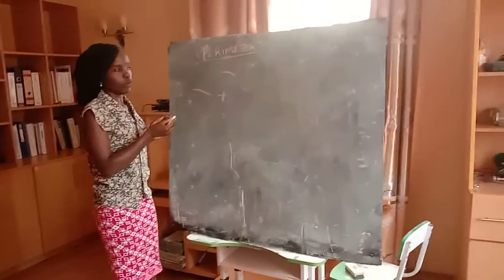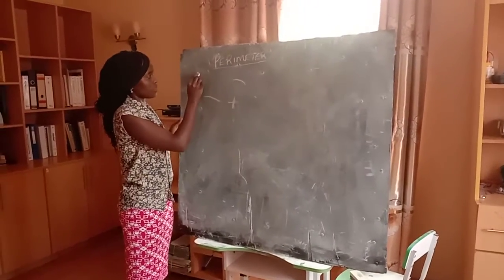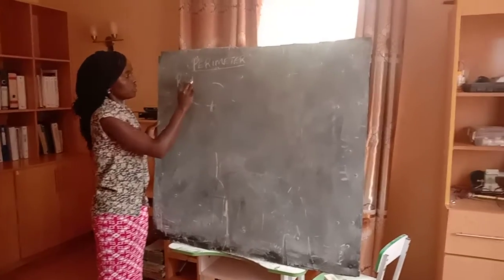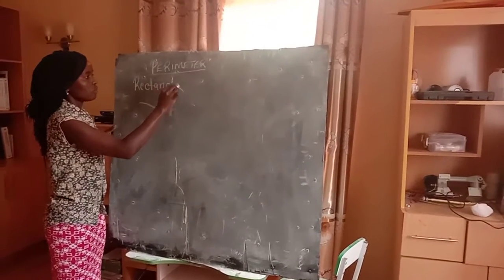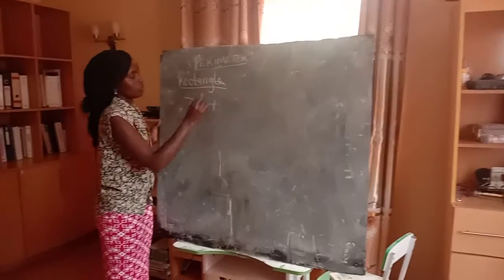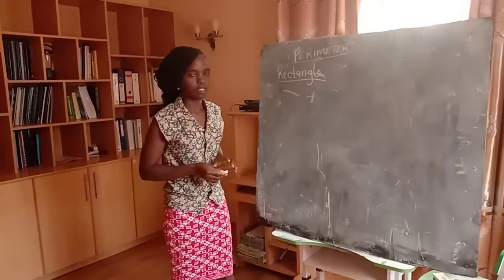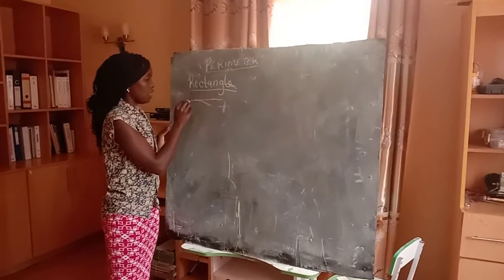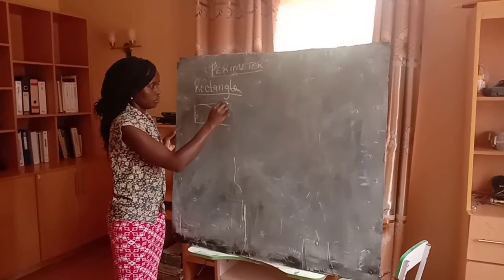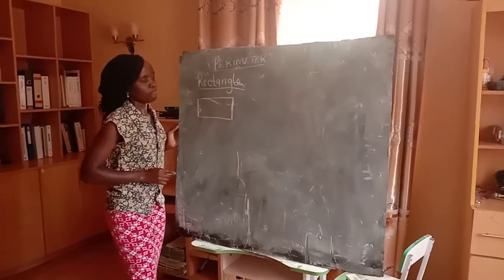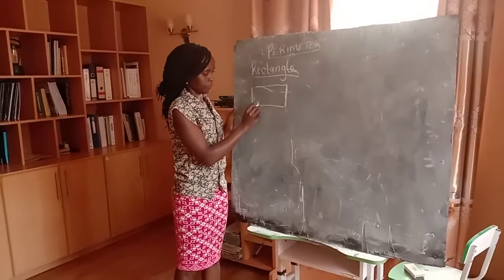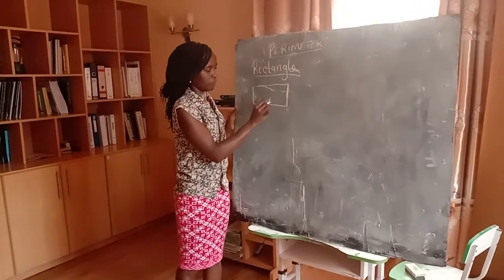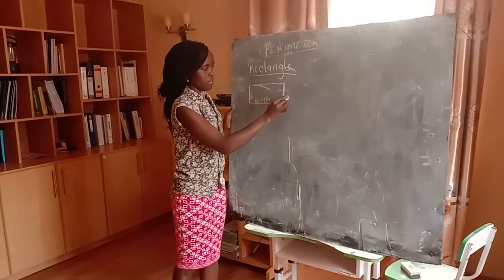So we look at the perimeter of a rectangle. A rectangle is a four-sided figure. It has the length and it has the width. So this is the length and this is the width.